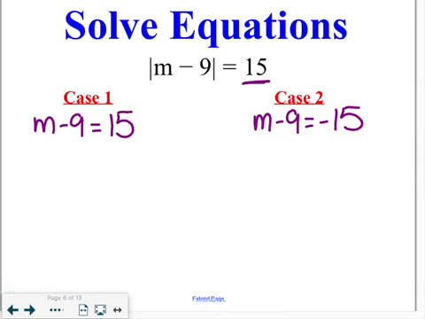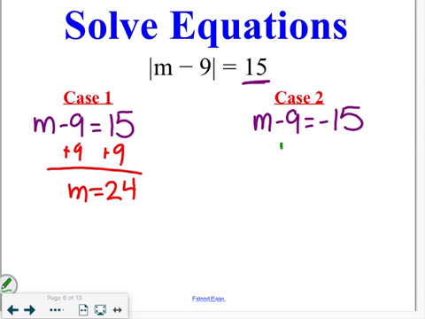So if I finish up solving case 1, I'm going to add 9 to both sides, and I end up with an answer of m is equal to 24. If I finish solving on the second side, I'm again going to add 9 to both sides, and I end up with an answer of m is equal to negative 6. So I've solved both cases the same way.